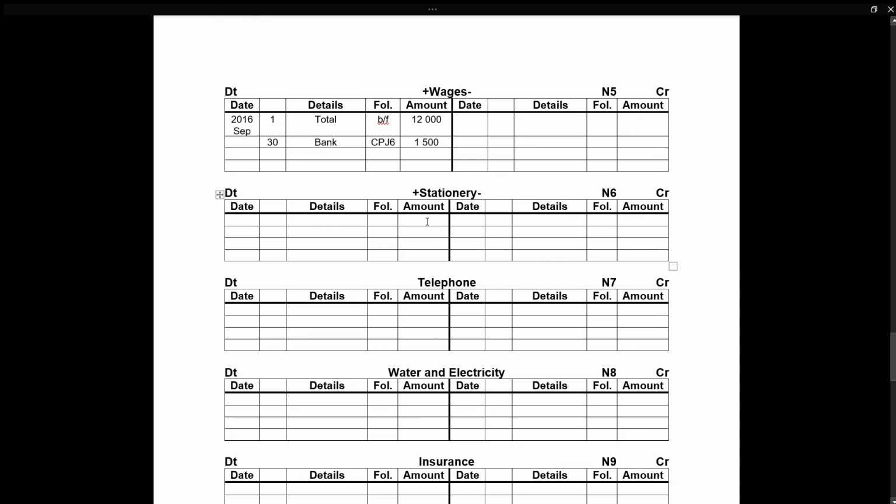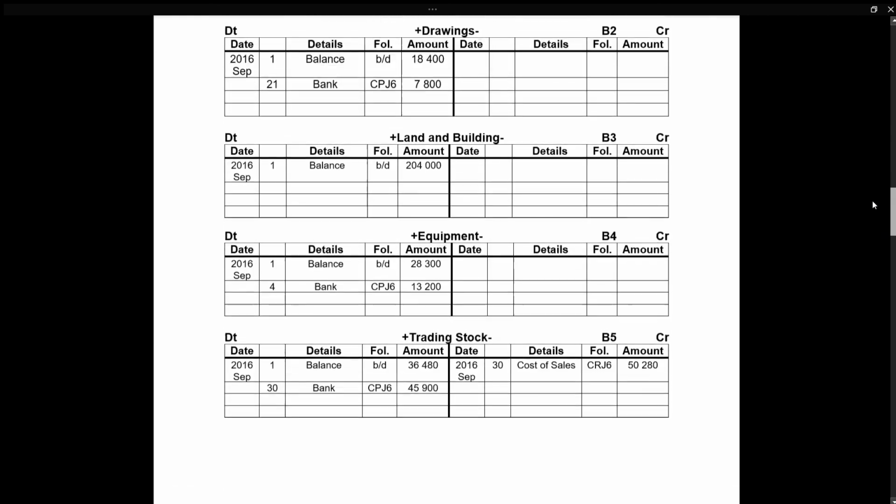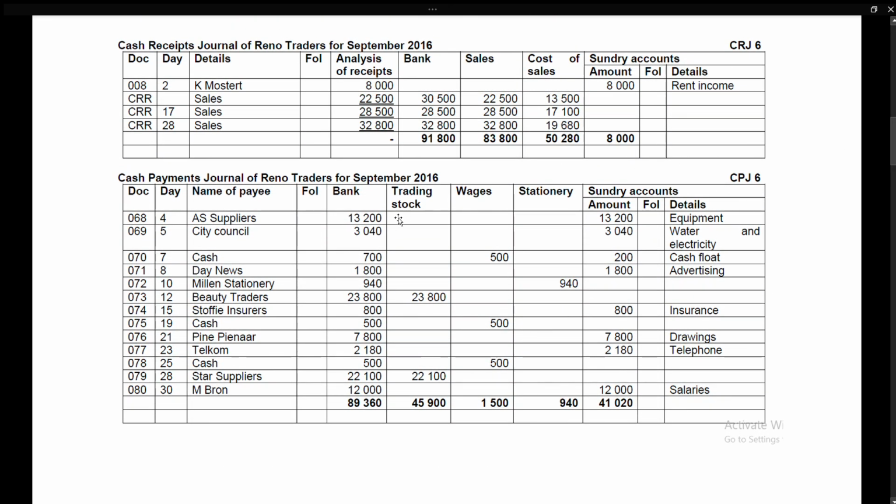So stationery, 1,680 Rand. Value will be brought forward and details will be total on the 1st of September 2016. There you go. Let's see if we bought more stationery during the current month.